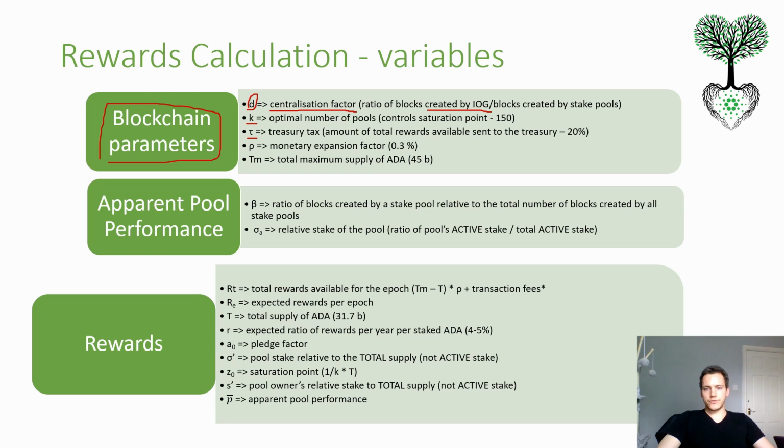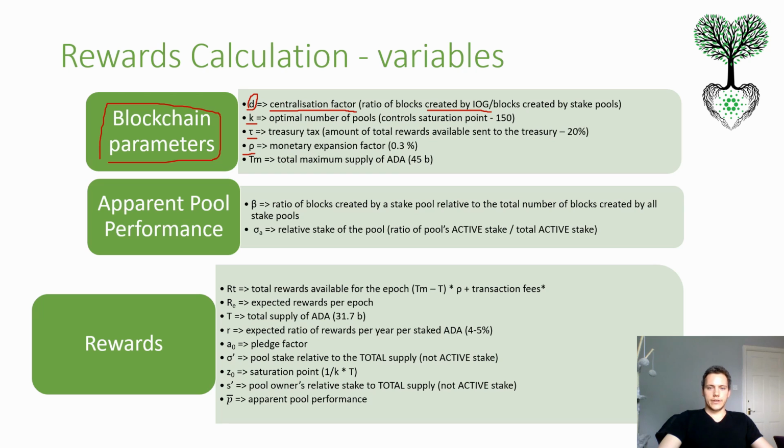Tau is the treasury tax, which is a tax that is taken from the total rewards available for an epoch and is sent to the treasury, which is not the Cardano reserves, but a separate container. So it's just sent to the treasury for later use. For what exactly, that's the thing that we as a community will be able to vote on and decide how it's used.